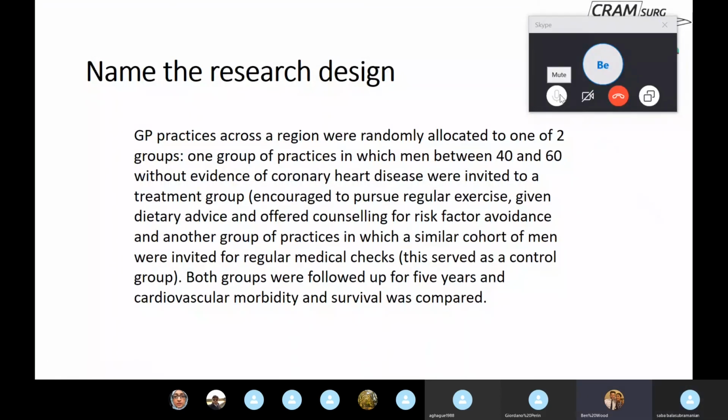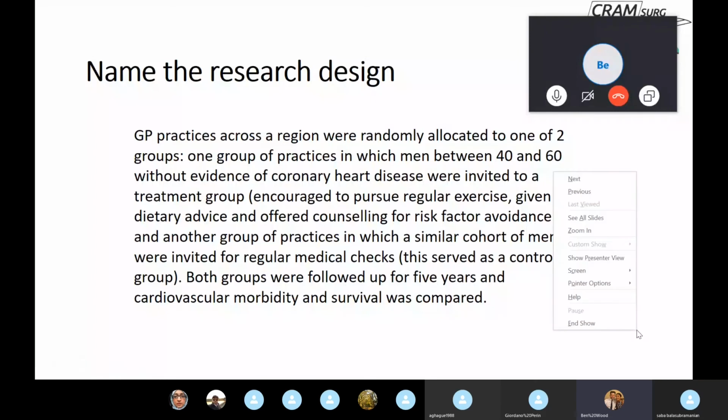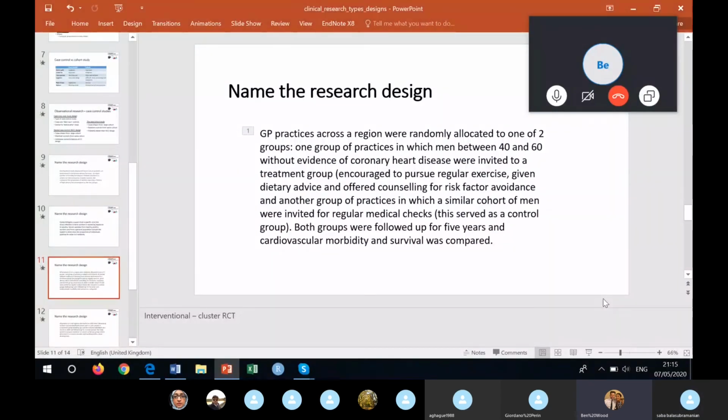So GP practices across the region were randomly allocated to two groups. One group of practices in which men between 40 and 60 without evidence of coronary heart disease were invited to a treatment group, encouraged to pursue regular exercise, given dietary advice and offered counselling for risk factor avoidance. Another group of practices in which a similar cohort of men were invited for regular medical checks. This served as a control group. Both groups were then followed up for 5 years, and cardiovascular morbidity and survival was compared. So it's a prospective cohort study.